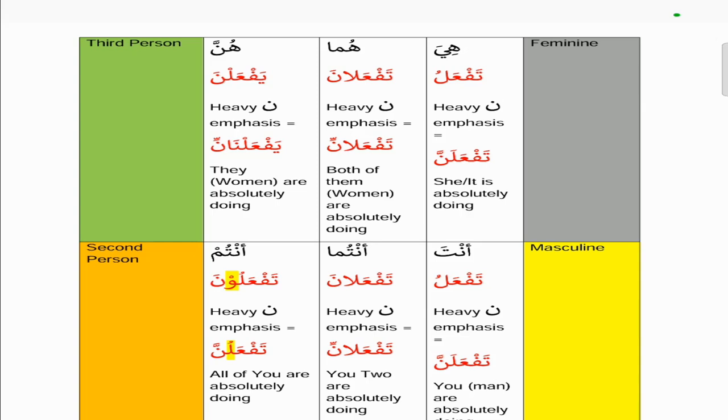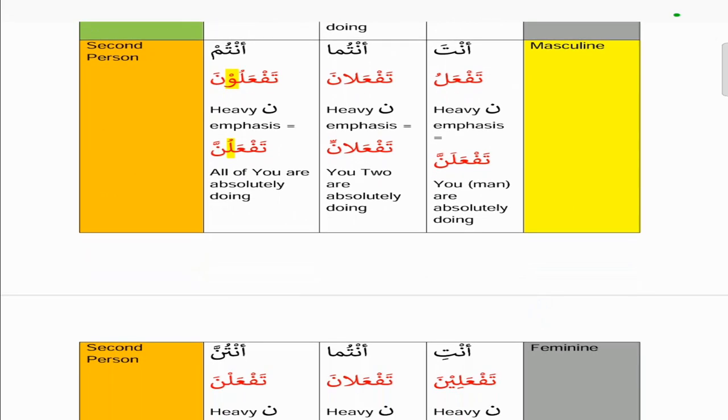And then huma taf'alani, heavy emphasis of noon will be taf'alani. So both of them, women, are absolutely doing. And then hunna, it's yaf'alna, is the normal version. Then if we want to make it a heavy noon emphasis, it will be yaf'alnani, which means they are absolutely doing. And here then we have anta, which means you, masculine. Taf'alu is the original version, so when you want to make a heavy noon emphasis, then it becomes taf'alanna. So again, the third root letter lam has a fatha on it, which shows that we're talking about a single person.